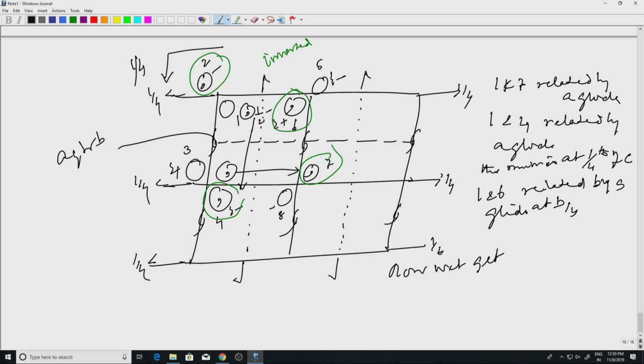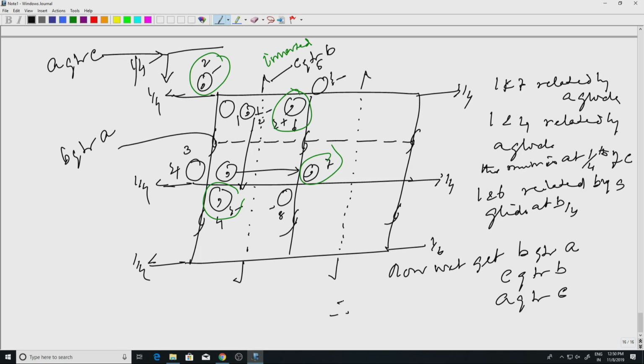Now we get A glide perpendicular to B, B glide perpendicular to A, C glide perpendicular to B, and A glide perpendicular to C. B glide perpendicular to A, C glide perpendicular to B, and A glide perpendicular to C. Therefore, B, B, C, A. Okay. Thank you for your kind attention. We will continue in the next class about the further.